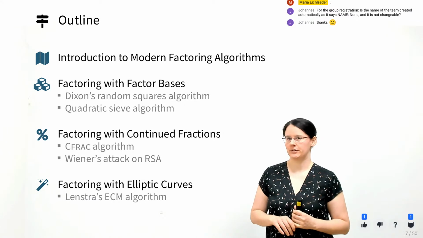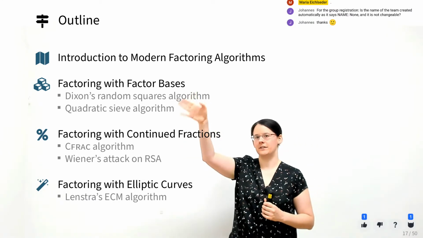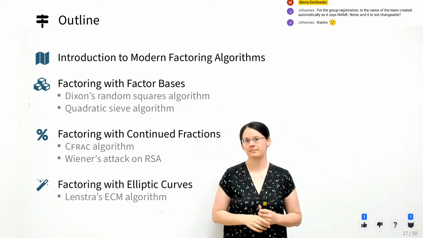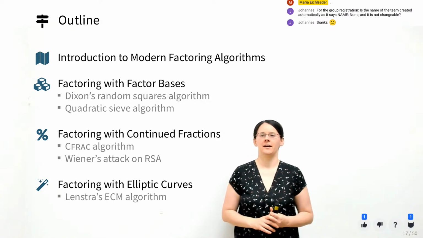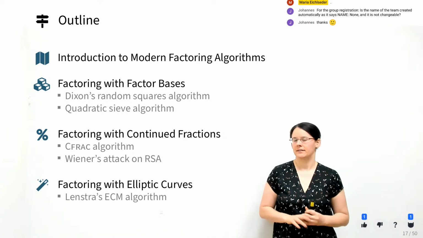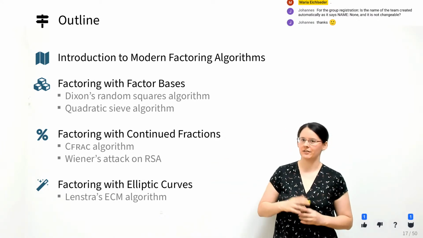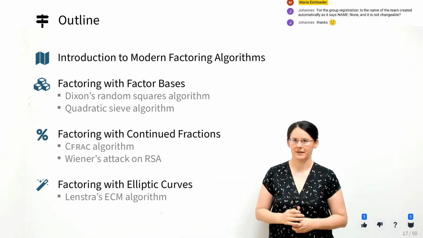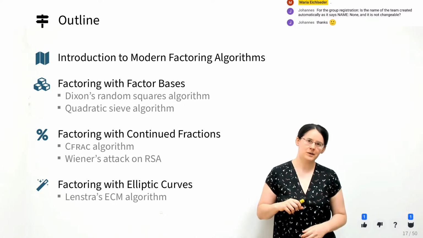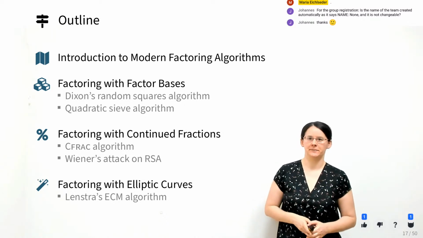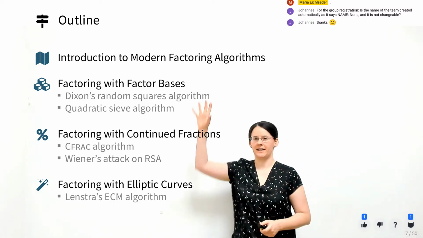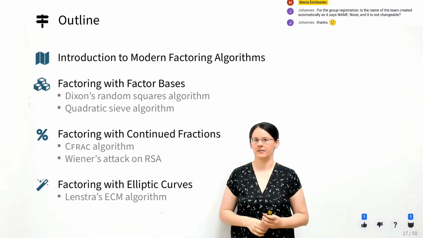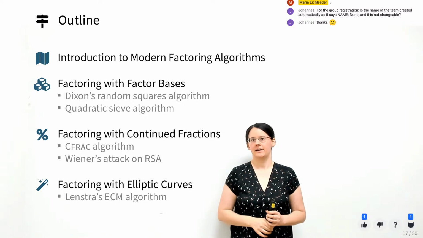First, CFrac, which is also a development of this family of algorithms here. And second, a very different, very efficient approach, namely Wiener's attack. Now this is a specific attack on RSA, not a general purpose factoring method, but if it is applicable, then it's very efficient.